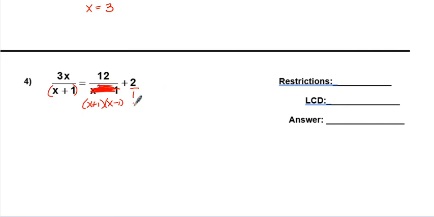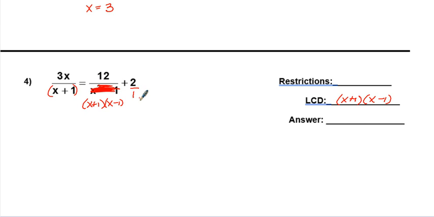Let's see, what is our lowest common denominator across the bottom here? Definitely x plus 1 needs to be accounted for. This fraction throws x minus 1 into the mix, so we need to account for that. And this fraction just has a 1, so I won't even bother writing that.